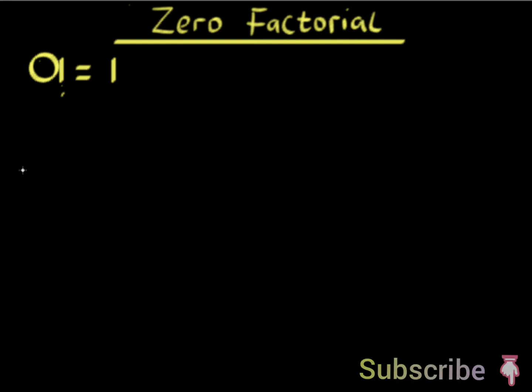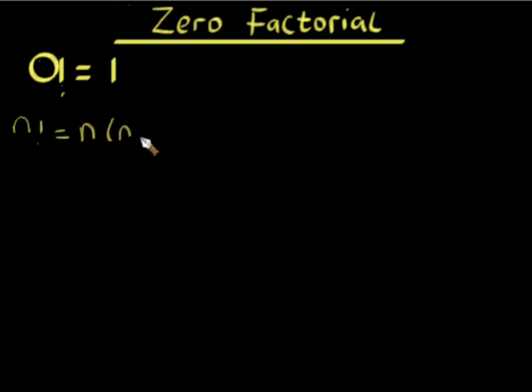Now, the 0 factorial is giving us 1. And how do we handle this whole piece? How is it possible? In the last video, I told you that the general formula for the factorial is given as n factorial equal to n multiplied by n minus 1 multiplied by n minus 2, down till you get to 2 times 1.